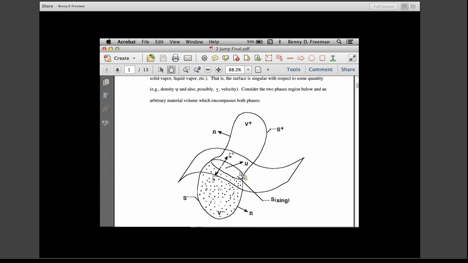And so we are going to treat this interface, that's the region that is labeled S sub-singular, or S_sing here, as a sharp interface. In other words, at this interface, we have a step transition in physical properties between those of the liquid, for example, and those of the gas. That is, properties like density will undergo a step change at that liquid-gas interface.